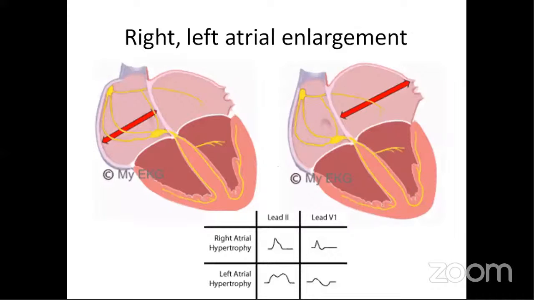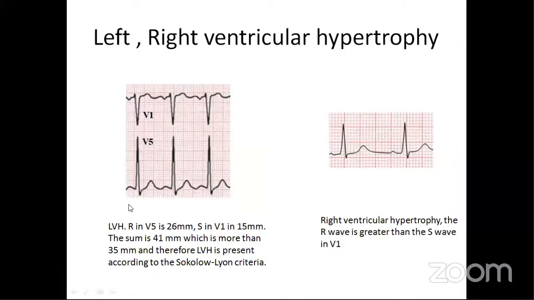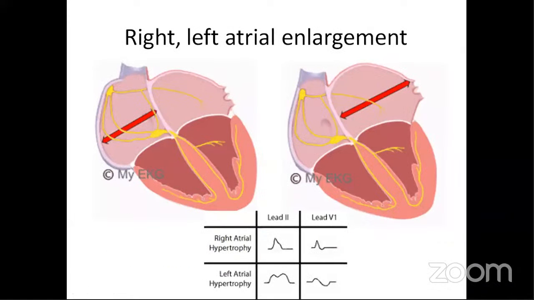And coming to the next two chambers, the right and left atria, there are two different cases: right atrial enlargement and left atrial enlargement. The first picture shows right atrial enlargement, see that red arrow, and the other one shows left atrial enlargement.